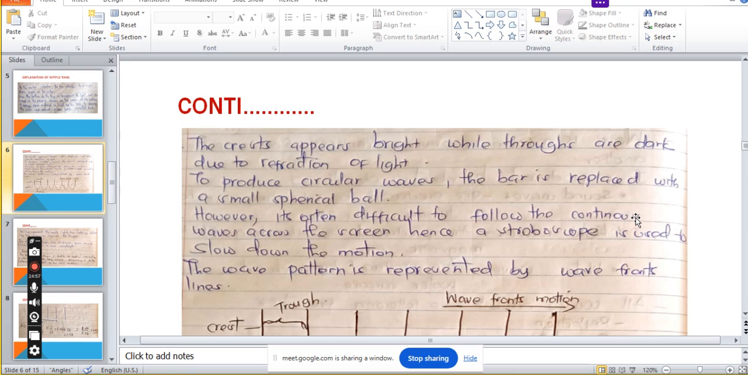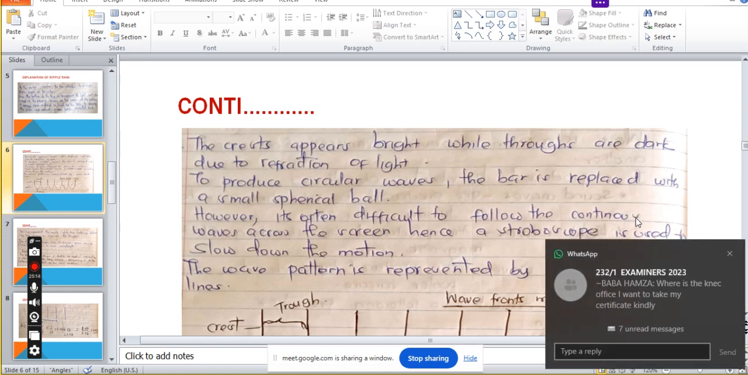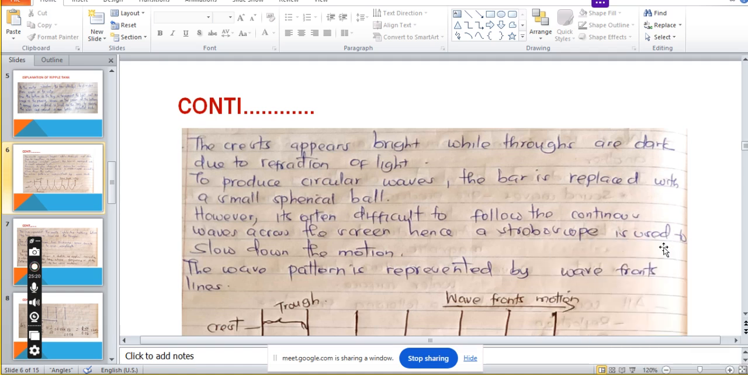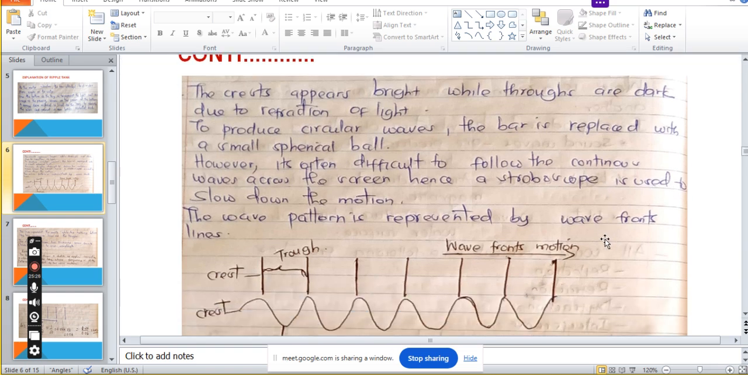You're able to see those regions that are bright and regions that are dark, the way they are moving very fast. So it's sometimes difficult. So what we normally use is a stroboscope so as to slow them down. And you're able to see how the man could slow down the wave motion so as to take the reading. In fact, the most important reading here is the distance between those regions, the dark and the bright regions. That one will give you what is called the wavelength.